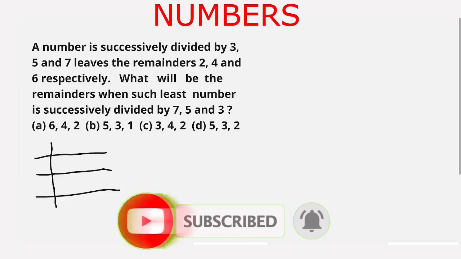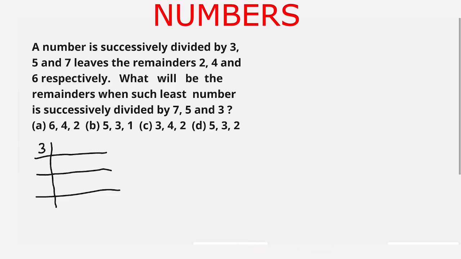Our first divisor is 3, our second divisor is 5, our third divisor is 7. Our first remainder is 2, second remainder is 4 and third remainder is 6. 7 divides 6 for 0 times and the remainder is 6. Now the quotient is 6, divisor is 5 and remainder is 4. So 6 times 5 is 30 plus 4 is 34.